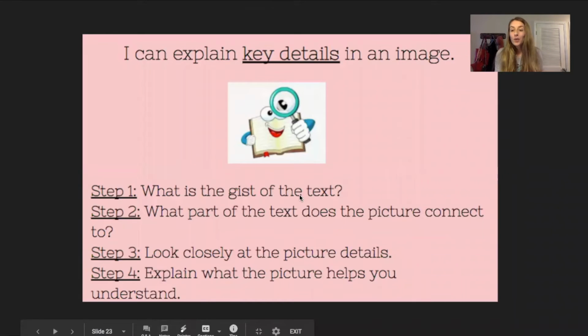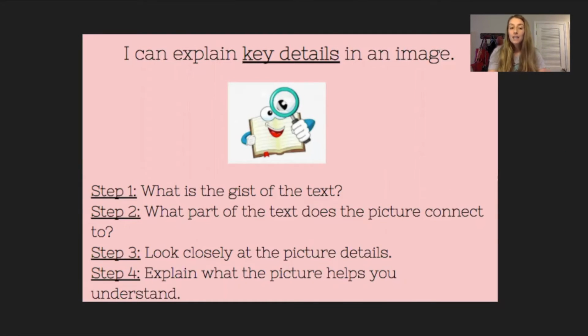The skill that we're going to work on today with this text is to be able to explain key details in an image. The pictures in a story can often tell us a lot more information about the story, so it's important that we really look at them closely and think about what they tell us about what's happening in the plot as well as with the characters.